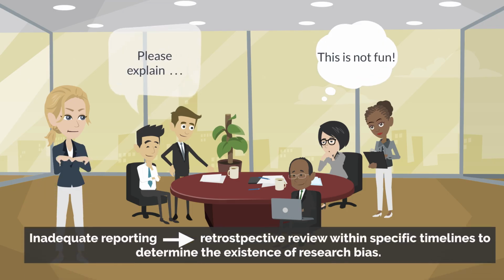For these types of irregularities, NIH regulations specifically require the following. A retrospective review of the discloser's research must occur. The review must be conducted within timelines specified by the federal regulations. And, if bias is found, the NIH must be notified, a management plan developed, and a mitigation report submitted.